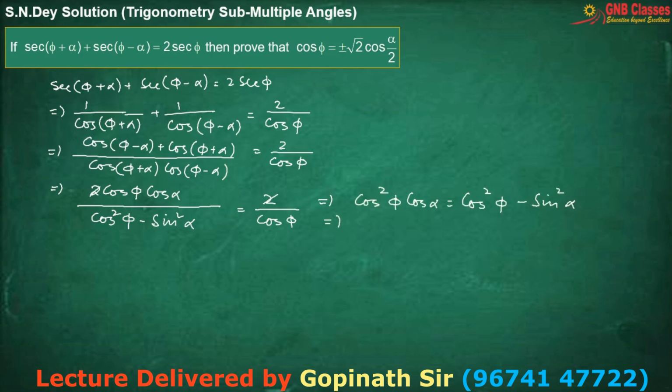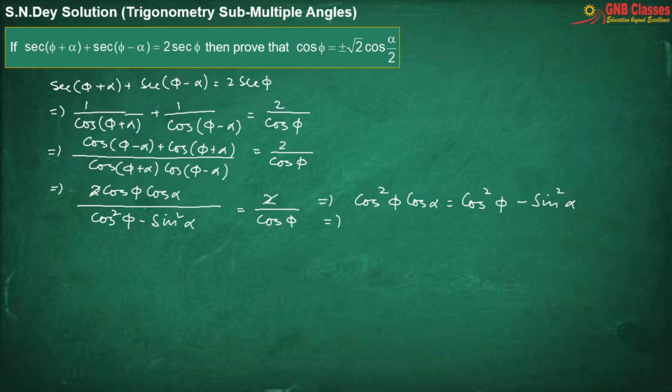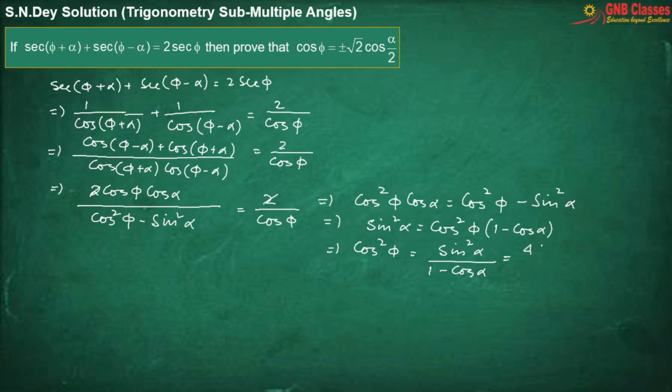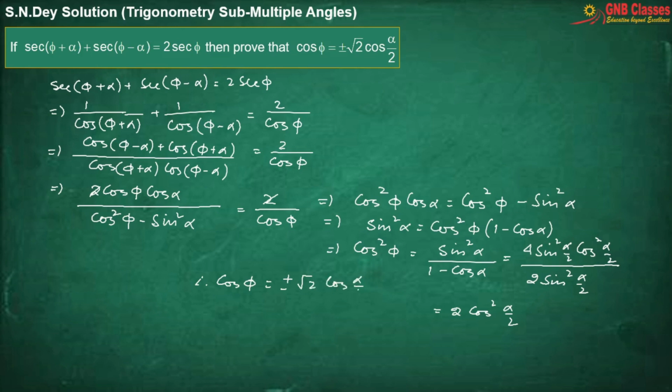so we are taking sine square alpha on one side and the other term on the right hand side. Is it clear to all of you? So cos square phi can be written as, is it okay? Now sine square alpha can be written as 4 sine square alpha by 2 cos square alpha by 2, and 1 minus cos alpha can be written as 2 sine square alpha by 2. So we are getting 2 cos square alpha by 2 from here. Therefore, cos phi equals plus minus root 2 cos alpha by 2. Is it clear? Hence proved. Have you understood this? Okay, let us move to the next problem.